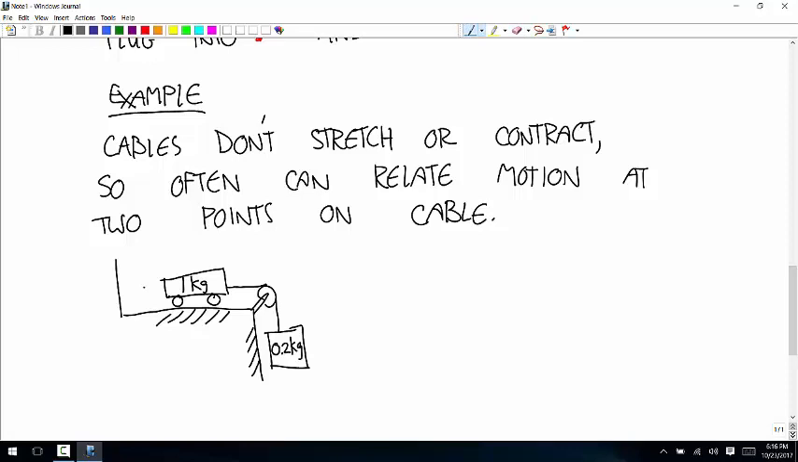And we want to know what the acceleration vector is of the 1 kilogram. Well, let's calculate two things. So the acceleration vector of the 1 kilogram cart. And second, what's the cable tension?